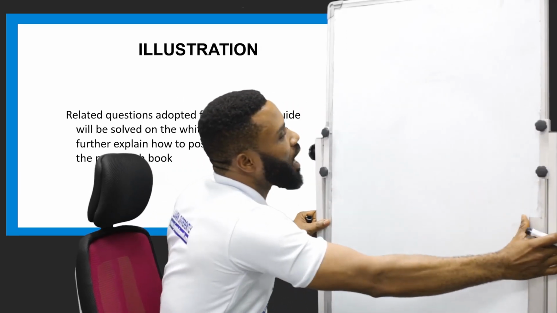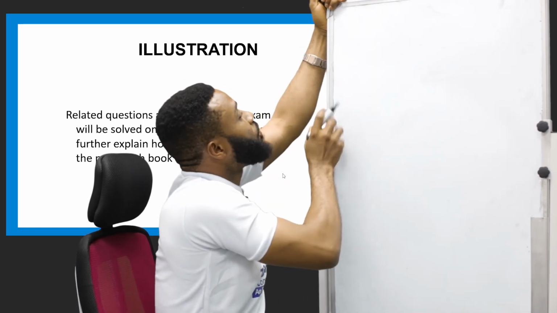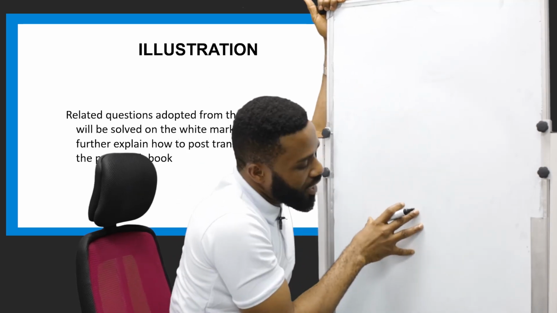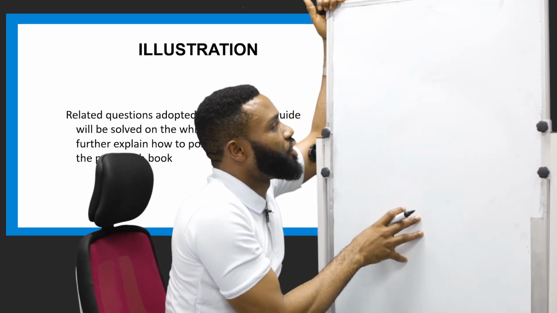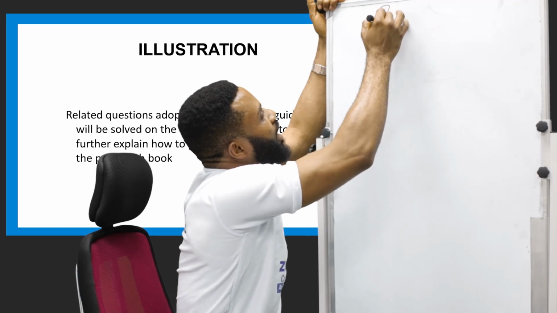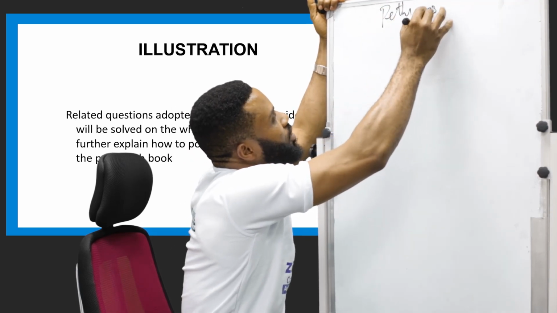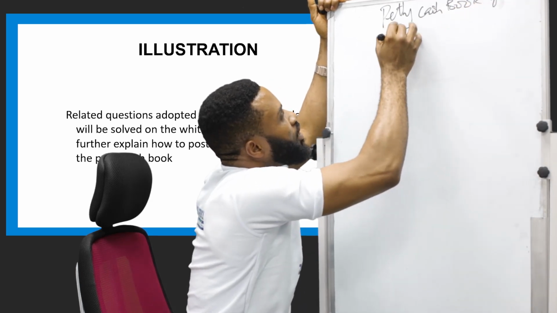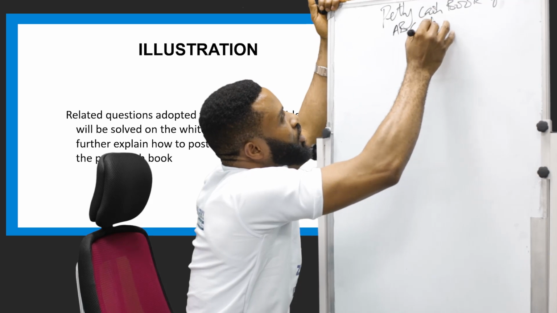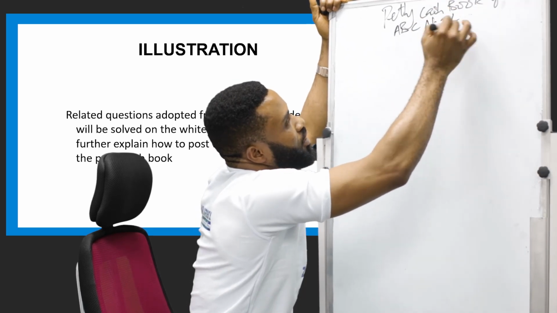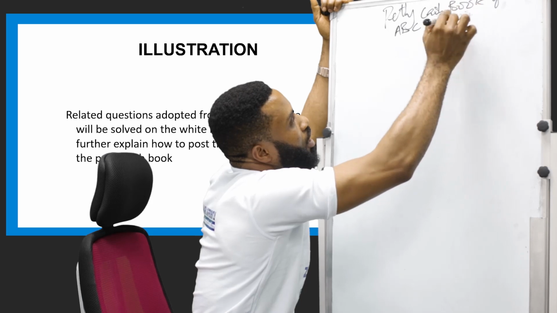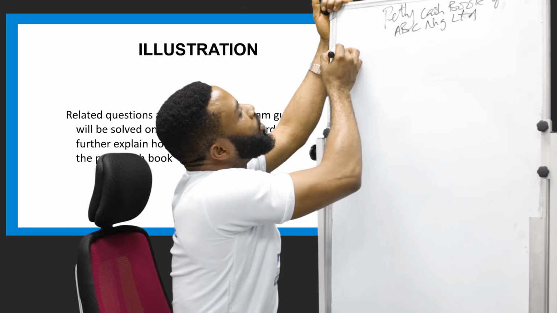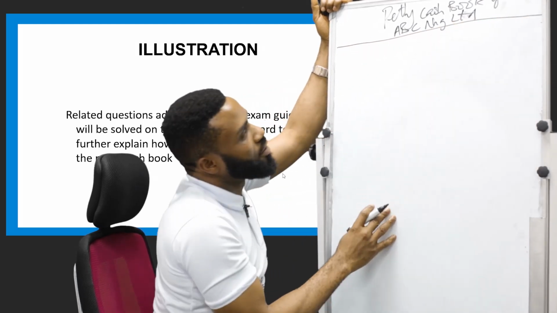Now, if you look at the board, you first of all write the title. Let me assume we are opening this petty cash in the name of ABC Nigeria Limited. So you say petty cash book of ABC Nigeria Limited. This is how it looks like. And then you have it ruled like this.